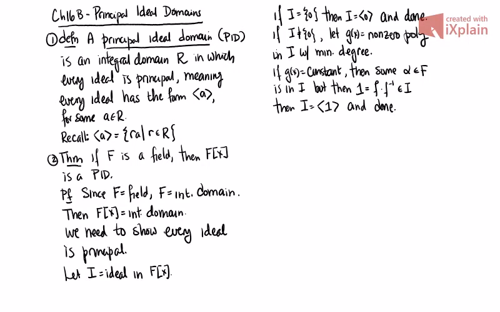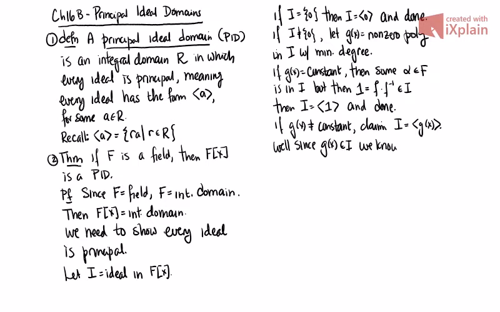So suppose g(x) is not constant. So maybe it's linear or quadratic or something. What I'm going to do is claim that I is generated by g(x). Okay. Now, first of all, since g(x) itself is in I, we know that the ideal generated by g(x) is a subset of I. We just claim the reverse.